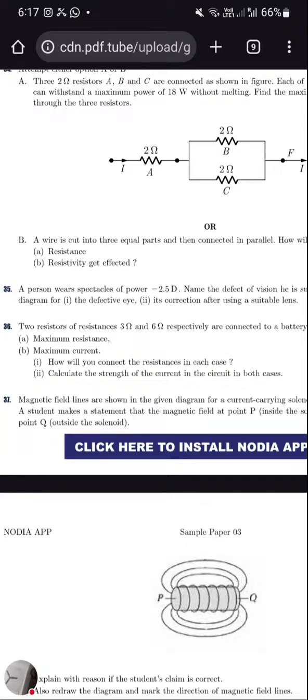So as it is getting divided into 3 parts. Vivek, is it clear? Understood? Okay. And there is no change in the resistivity, as resistivity is an intrinsic property. It is an inbuilt property. Whatever the change in the length or area, resistance will change, but resistivity never changes. It is an inbuilt property.